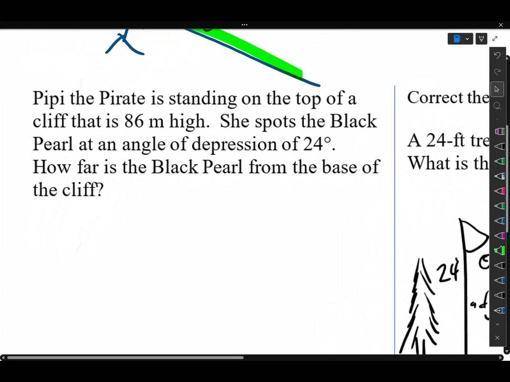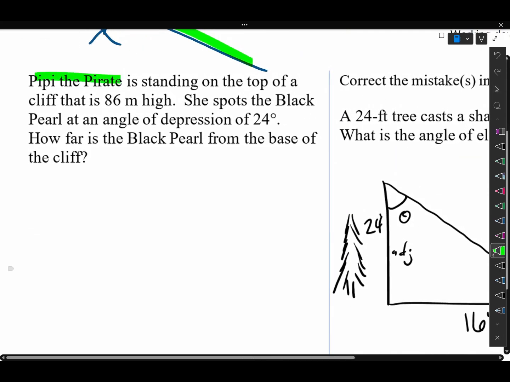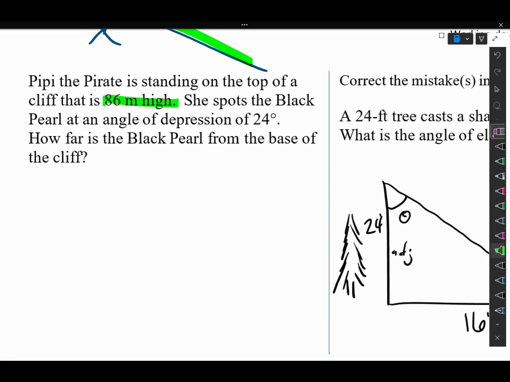So we'll work with Pipi the pirate, standing on the top of a cliff that is 86 meters high. She spots the black pearl at an angle of depression of 24 degrees, and we need to know how far is the black pearl from the base of the cliff.